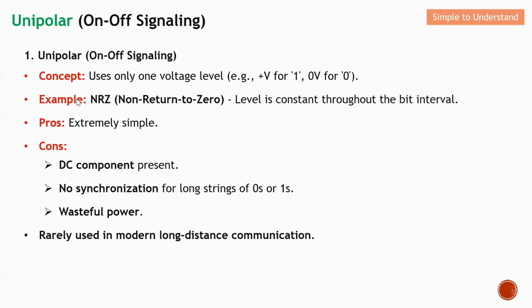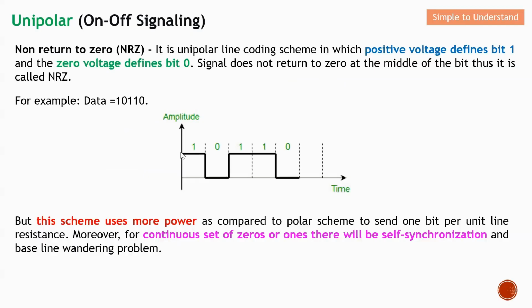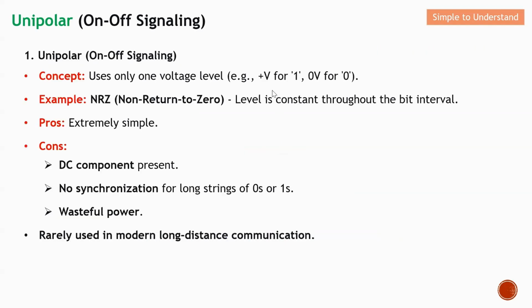One example of unipolar will be non-return to 0. The level is constant throughout the bit interval. Let me use the next page diagram to explain this. For example, this is the level. Throughout the bit, the level will be constant. So this is what you want to say: the level is constant throughout the bit interval.